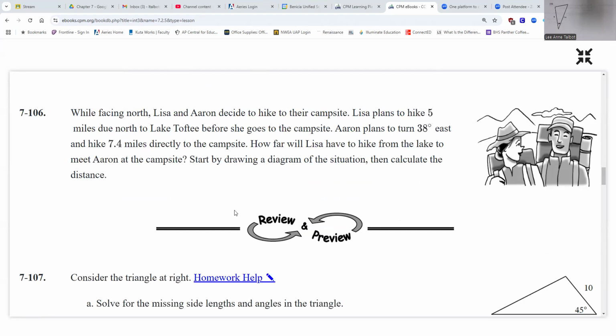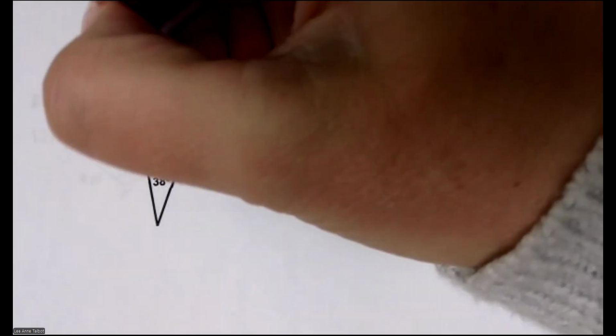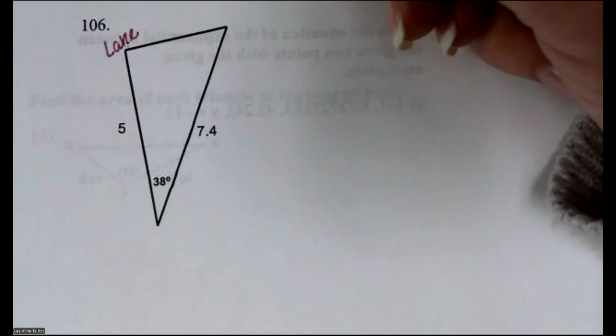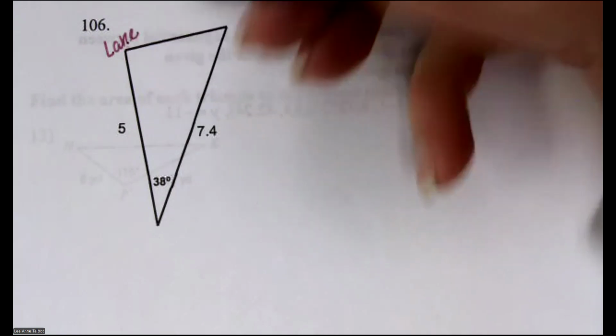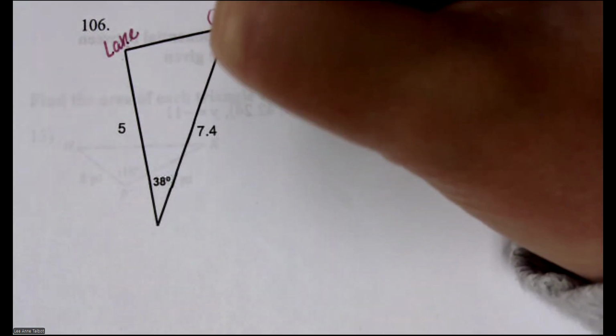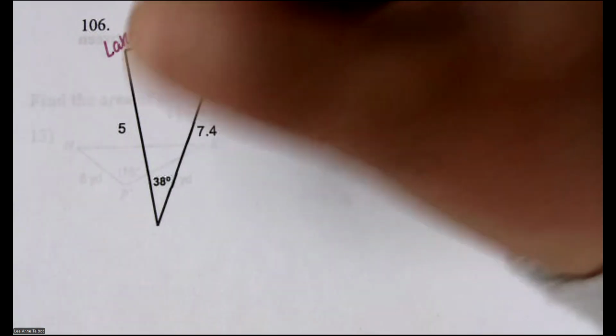Okay, correct. I don't know where any of this is. All right, so 5 miles due north. Where's the campsite? Is this the lake? That's the lake, right? She's going 5 miles due north to the lake. So the campsite must be here. Okay, so that means we need to find that. Which one is it? Law of sines or law of cosines? Law of cosines. Okay, do it.